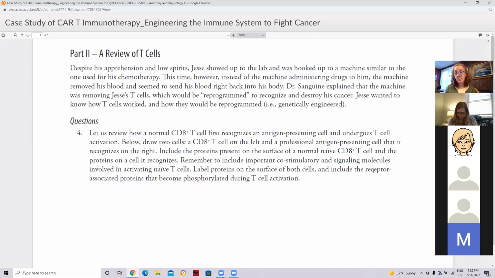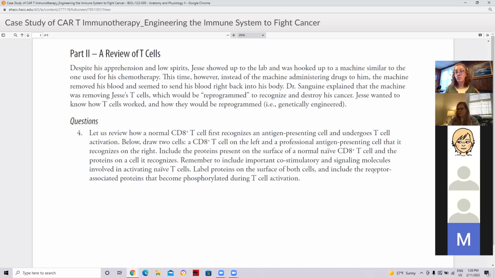Removing some of his T cells, and they would be reprogrammed to help recognize and destroy his cancer. Jesse wanted to know how T cells worked and how they would be reprogrammed.